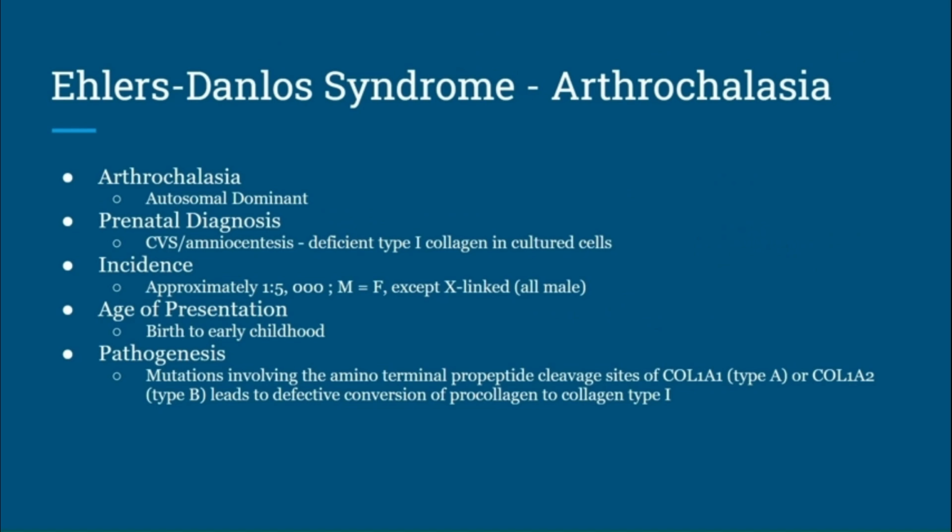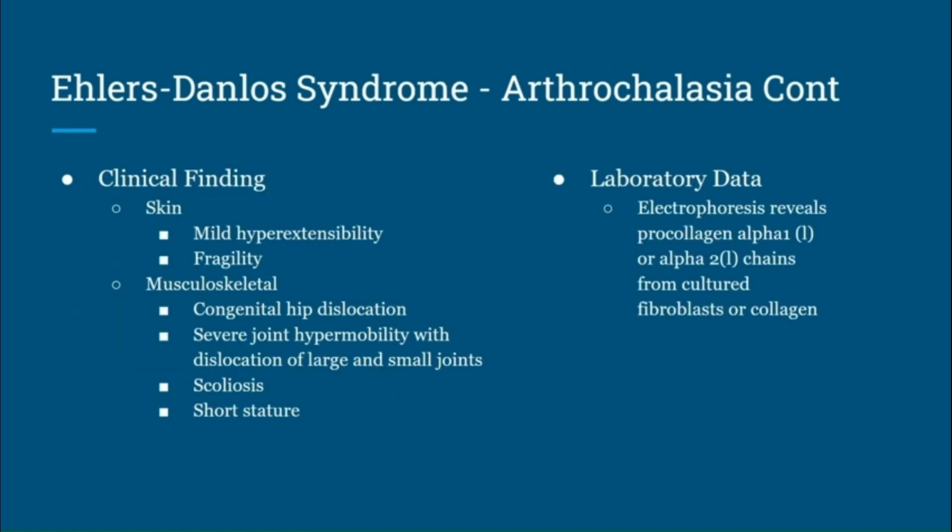Moving on over to arthrochalasia, the subtype of EDS here. The mutations here are in a particular part of collagen 1A, collagen 1A2 and 1A1. The specifics is that the amino-terminal propeptide cleavage site is often defective, and that can lead to a defective conversion of procollagen to formal collagen type 1.